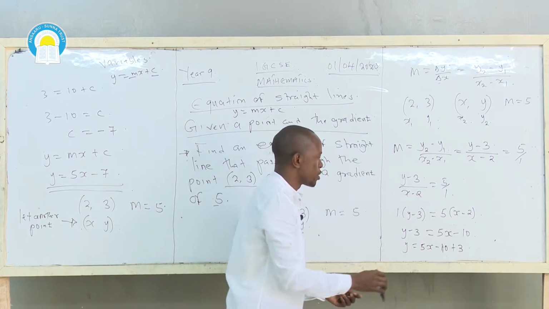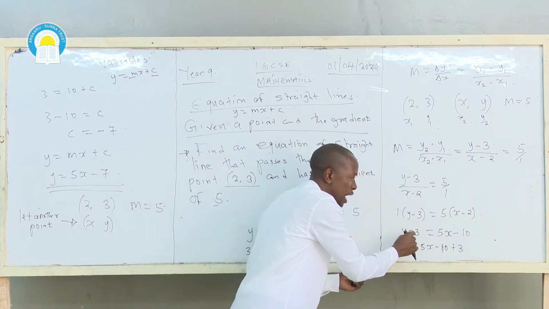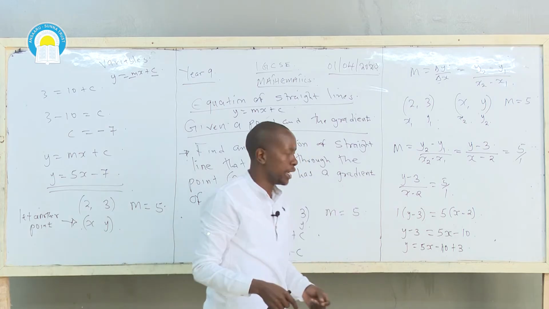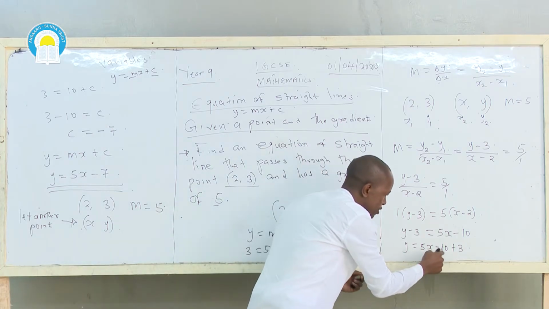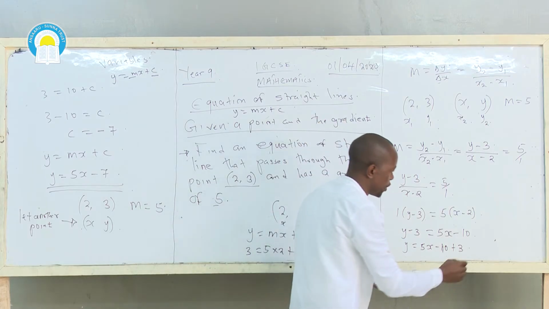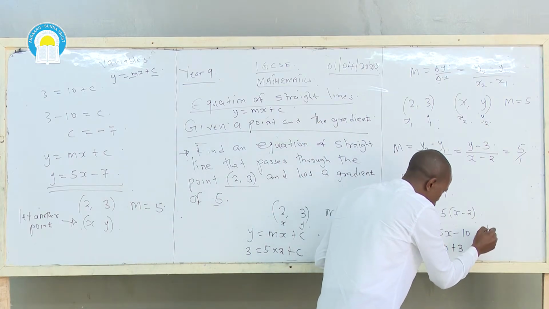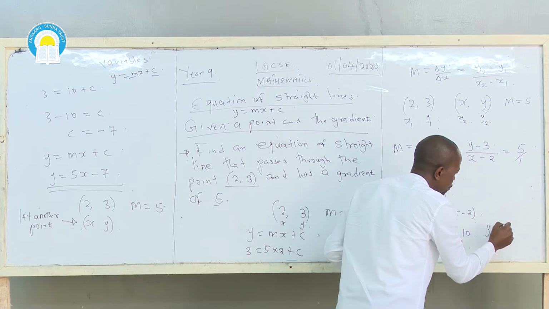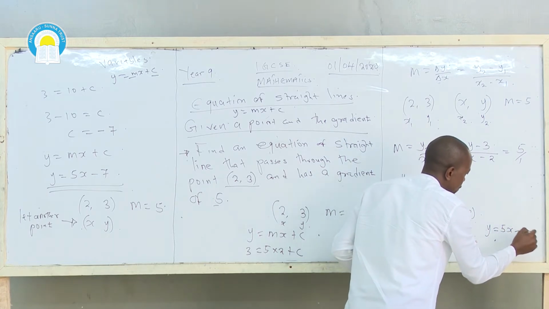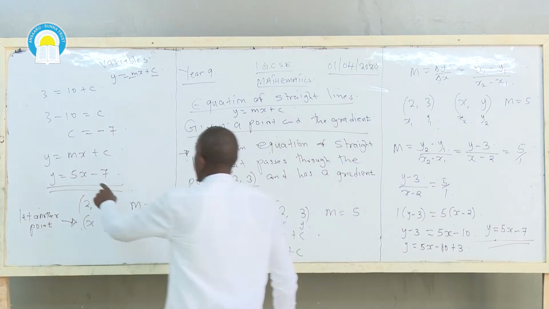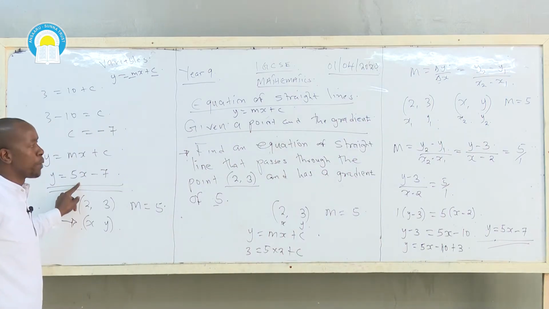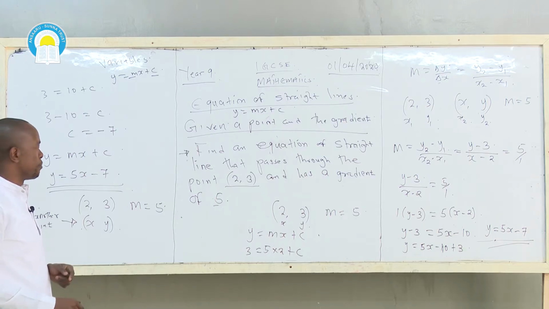I've told you that whenever you take a negative 3 value to the other side, the negative sign changes to a positive. So minus 10 plus 3 gives us minus 7. So our equation is going to be y equals 5x minus 7. Now, if you compare the two, you find they are the same.